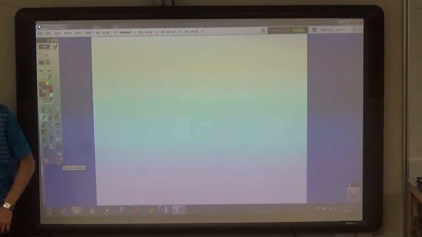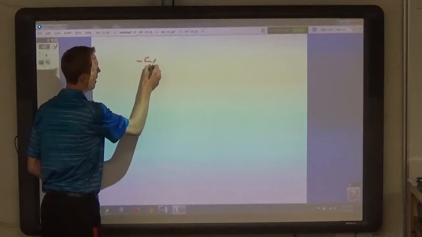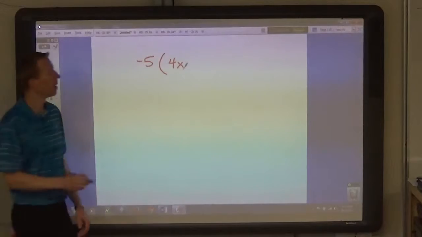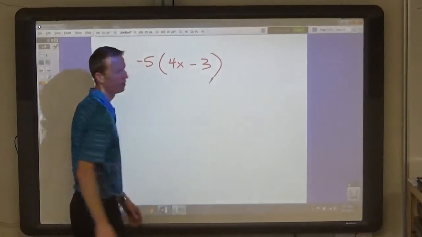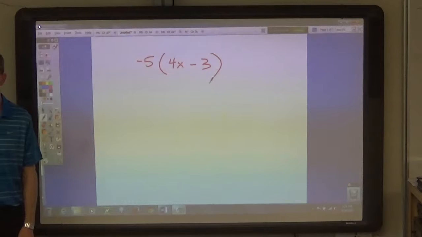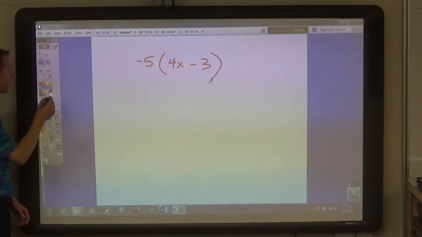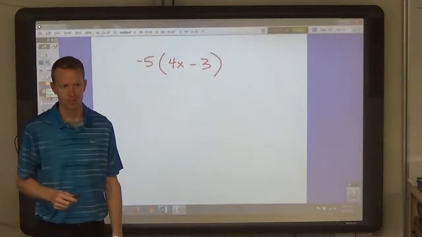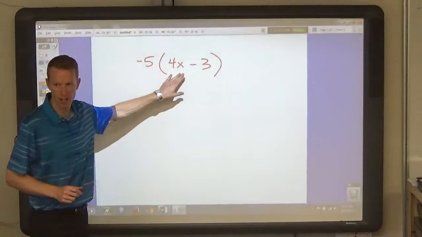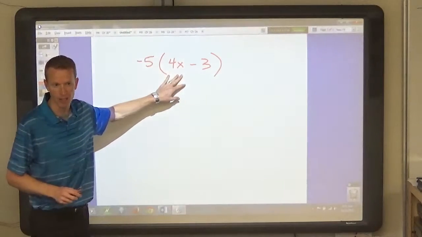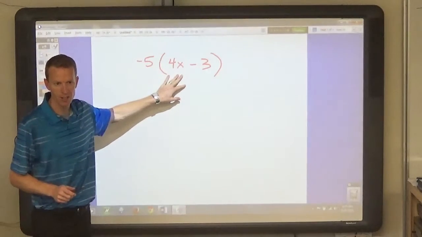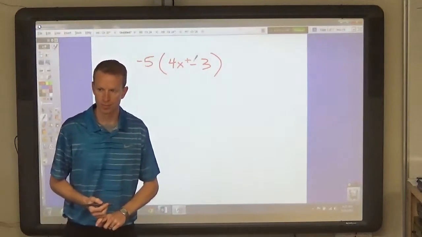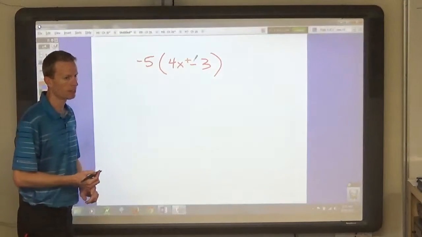This is an example 5. Negative 5 times 4x minus 3. Okay? Now, what's the first thing that you have to do with subtraction? Whenever you have subtraction in algebra, you have to do something. You have to insert something. What do you have to insert, Sammy? You have to put a plus sign in. Okay? You have to put a plus sign in.